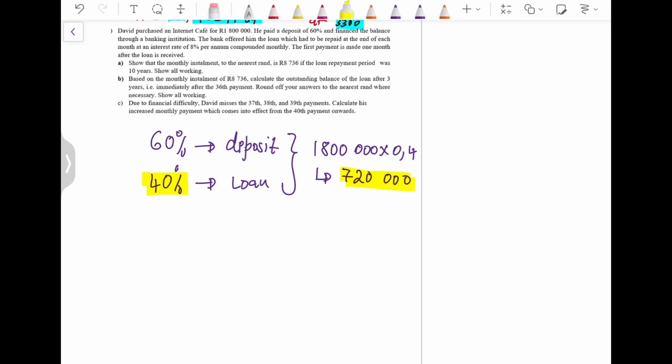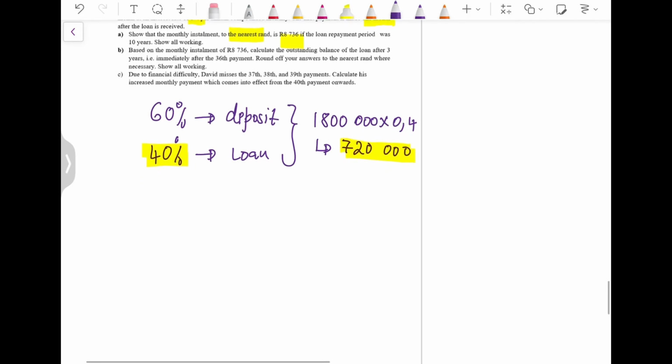This is our loan amount. This is our P. Now, the bank offered him a loan which had to be repaid at the end of each month at the interest of 8% per annum compounded monthly. The first payment is 1 month. So 1 month is normal. So if you take a loan today, the first payment must be made in 1 month's time. Now, the first question is, show that the monthly installment to the nearest rand is, so we need to prove this. Okay, the period is 10 years.